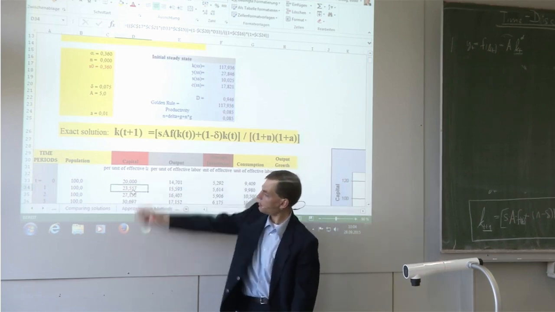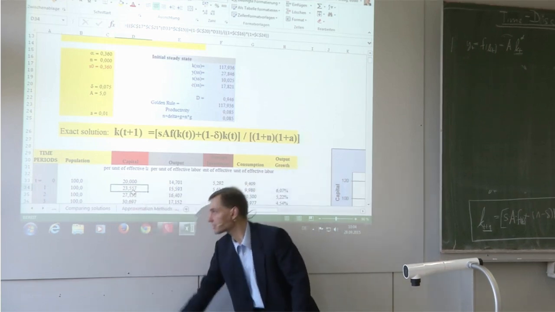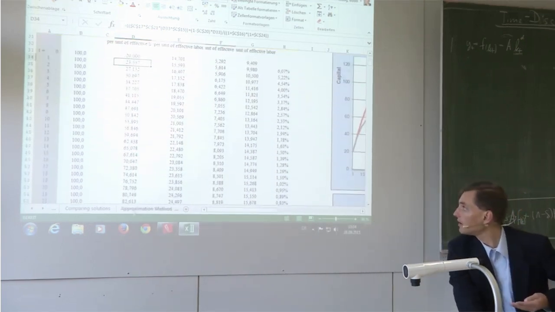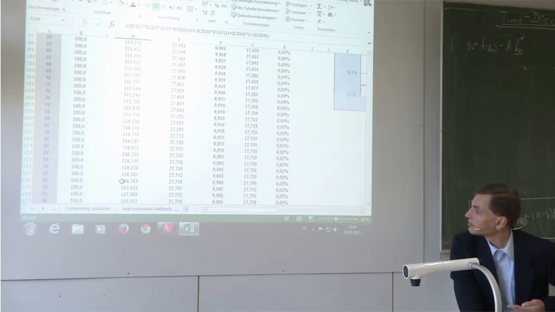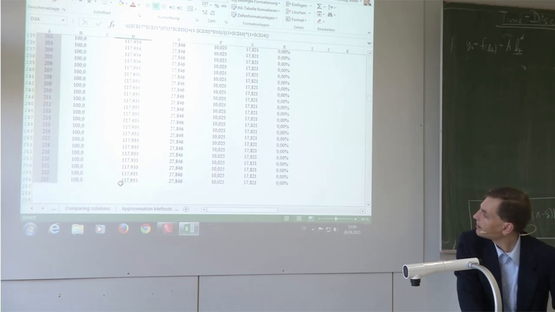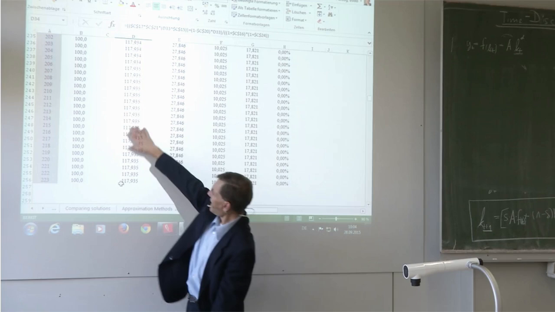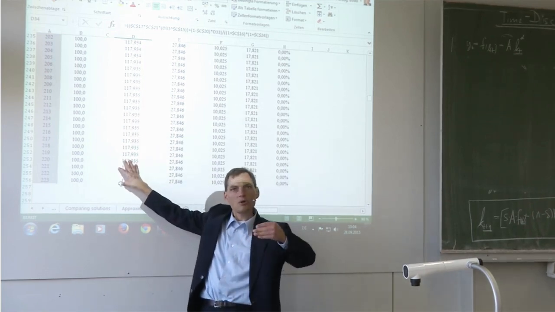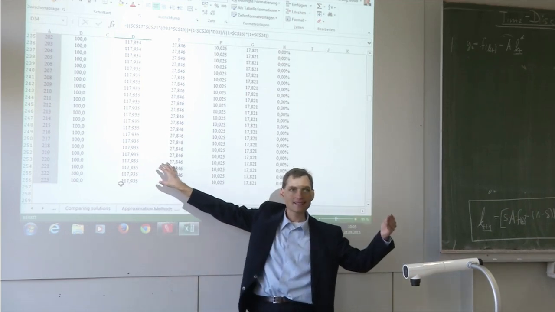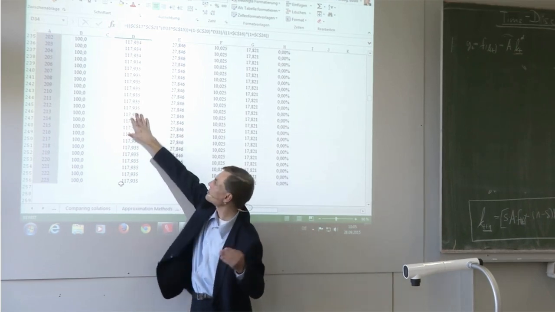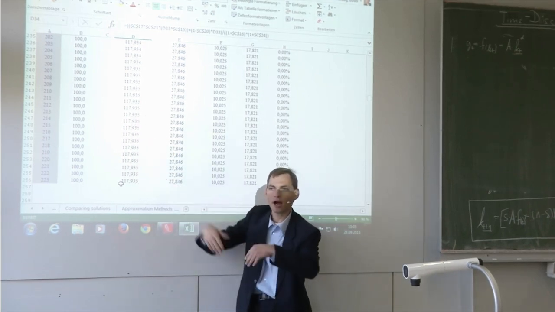Then I just copy-paste this formula for all the time steps, for period 2, period 3, and so on. You see I did this until period more than 200, about 220. Let's take a look here at the end. At the end you can see the capital stock does not change. When we are close to our steady state, which we already discussed, the capital stock does not change. And that is what you can see here in this calculation. We are now in equilibrium.